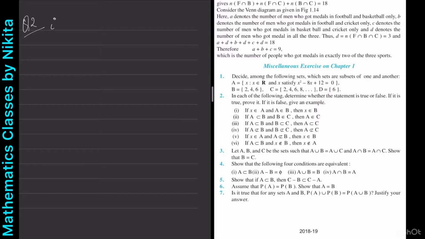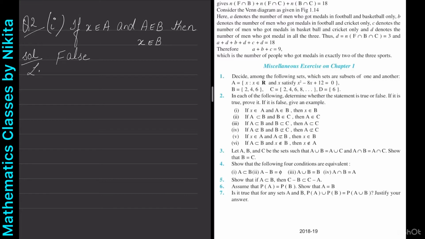Now first part says that if x belongs to A and A belongs to B, then x belongs to B. And this statement is false. Let's see the solution. So you will write false, and you have to construct the sets A, B in such a way that x belongs to A, A belongs to B, but x does not belong to B.